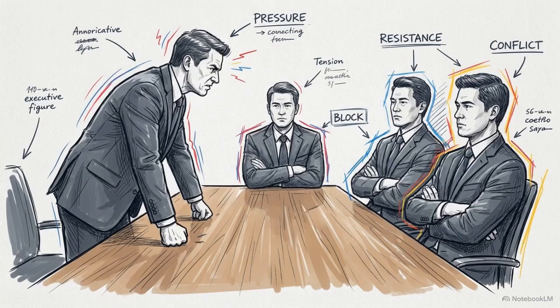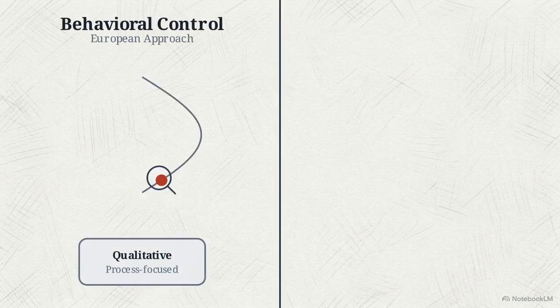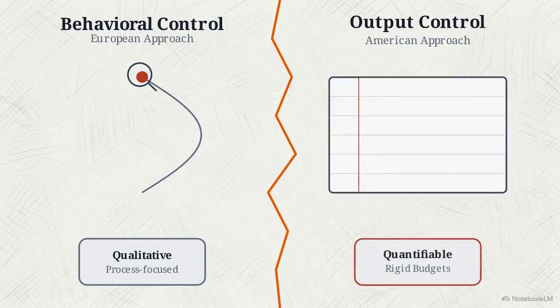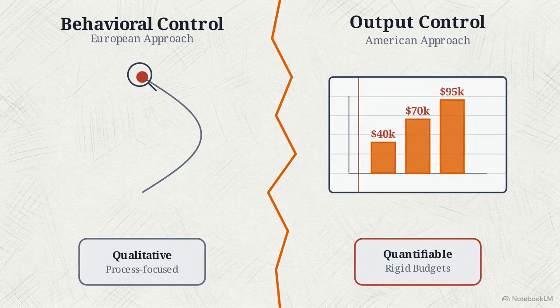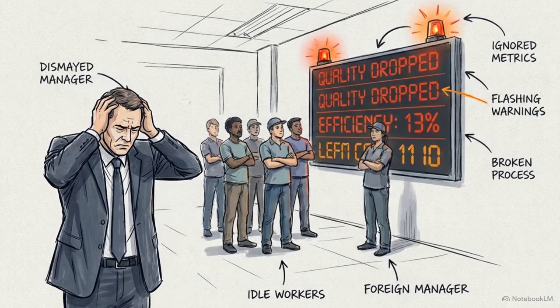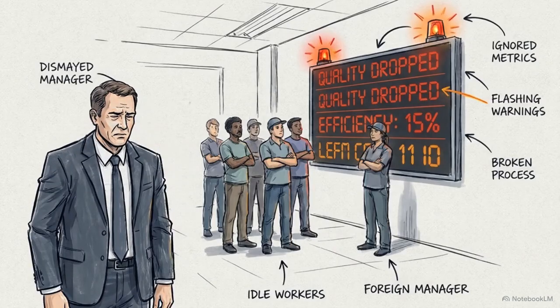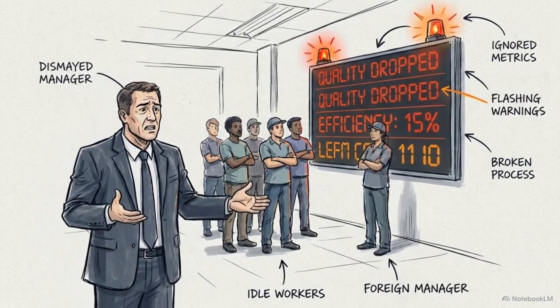Severe operational friction occurs when an internally oriented headquarters forces its aggressive, unyielding culture onto an externally oriented subsidiary that values compromise and adaptation. Similarly, European firms often lean on behavioral control, tracking qualitative aspects of how work is done. This clashes directly with the American reliance on strict, quantifiable output and rigid budgets. Exporting a business model requires translating the cultural control mechanism. If the metrics don't align with local values, the workforce will reject the system entirely.